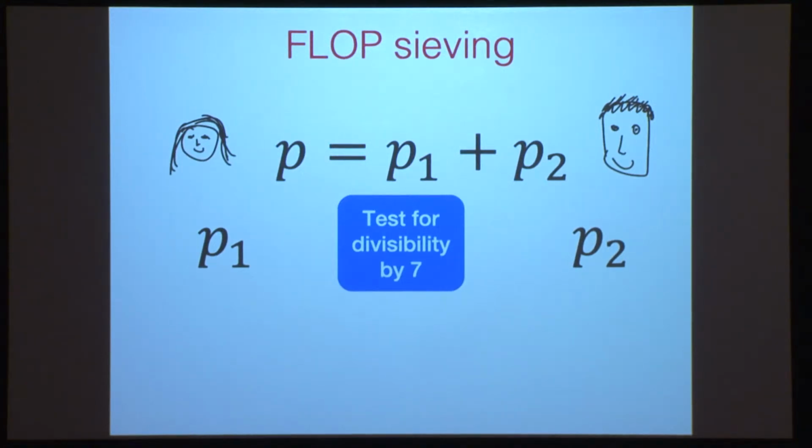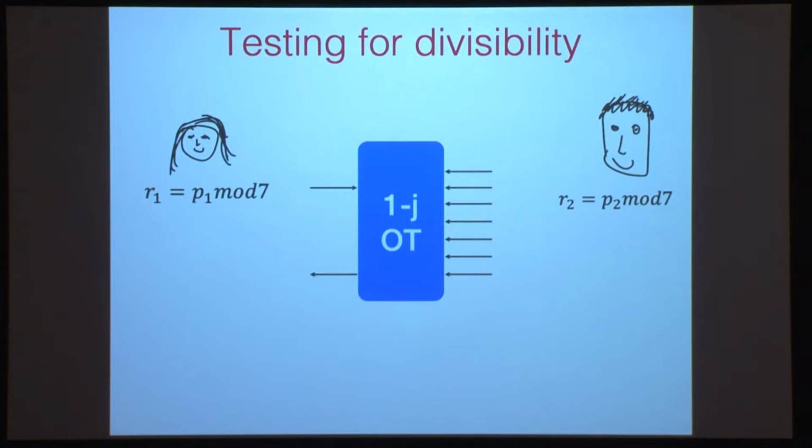So what do you do? You have a number p, and you have shares p1 and p2 with the participants. They want to find out if it's divisible by 7, okay? What are they going to do? They're going to do a slight extension of oblivious transfer. Instead of 1 out of 2 oblivious transfer, they're going to use 1 out of 7, okay? And it works exactly the same way. I said it's a multiplexer. I choose which one I want. In 1 out of 7, I give a number between 1 and 7, and I pick one of them, okay? So that's a 1 out of 7 oblivious transfer.